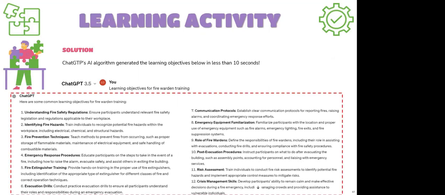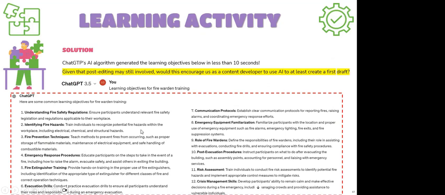So I just fed in this search term, learning objectives for fire warden training, nothing else, hit the create button, and it churned out these 12 learning objectives in less than 10 seconds, which I thought, again, was really cool. The highlighted text just says that we're going to need some post editing here. Would this encourage you as a content developer to use AI? That's debatable. Do people think these would be in line with the learning objectives that they would have written themselves? It's an interesting idea.